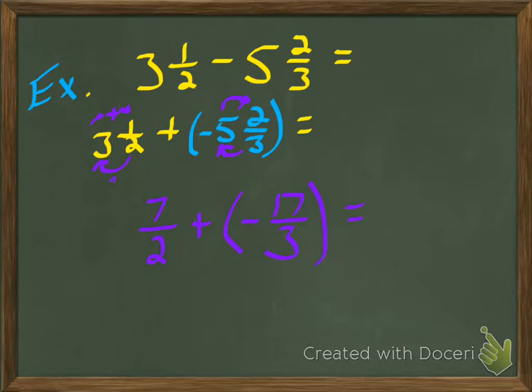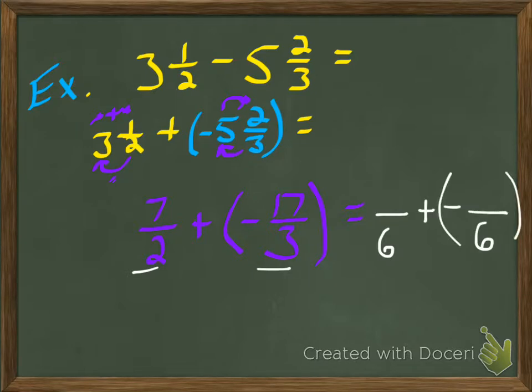Now, look at the signs. Are they different? Yeah, so we're going to subtract. But before we can subtract them, we have to get a common denominator. So here again, just like before, we can use 6 as a common denominator. Go ahead and set it up here. To get 2 equal to 6, I have to multiply by 3, top and bottom. So I get 21/6. And to get 3 equal to 6, I have to multiply by 2 on top and bottom.